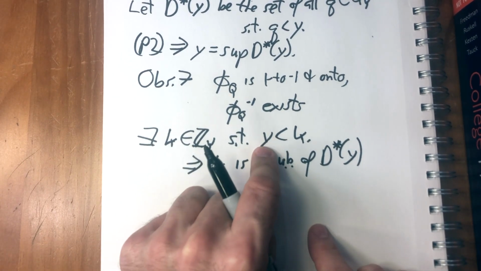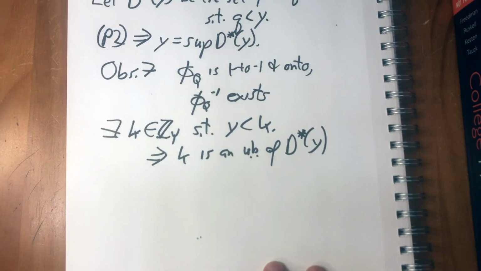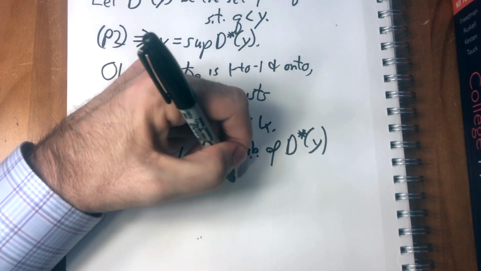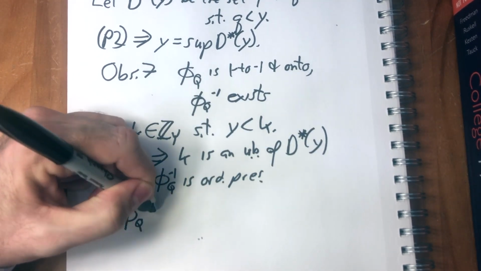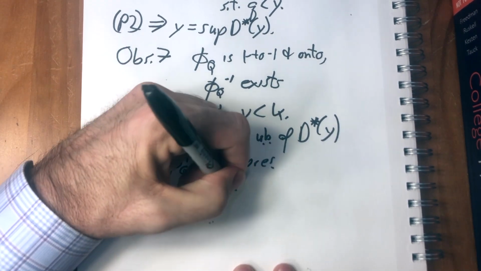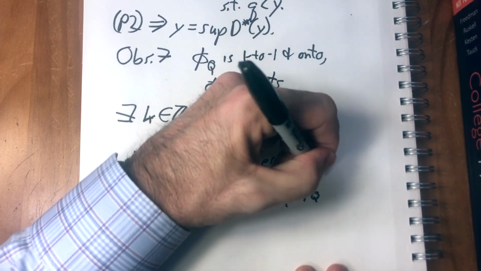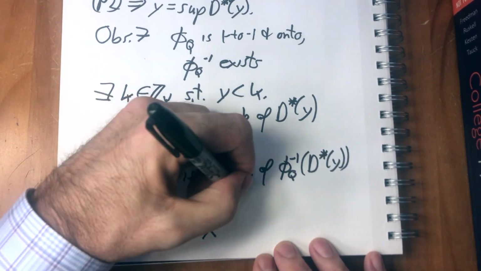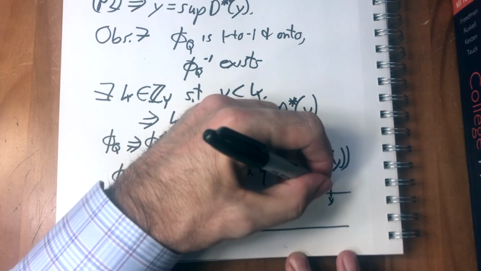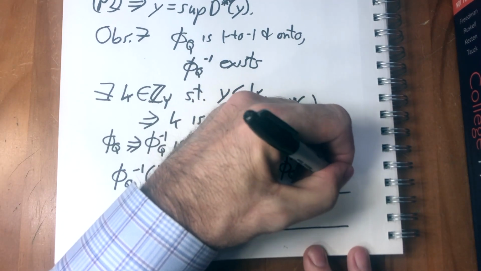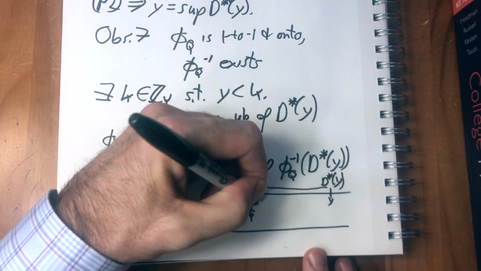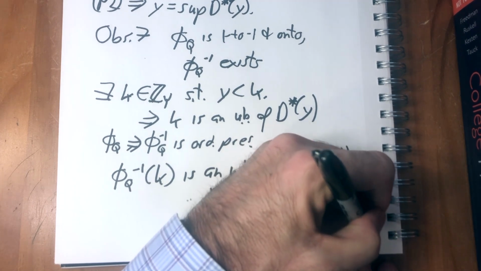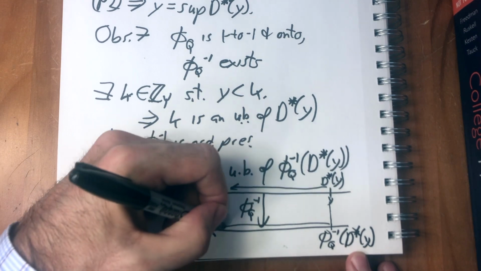If there's some integer that's bigger than the least upper bound, then it's going to be an upper bound of d star y. So therefore, since phi q is order preserving, so is the inverse. So the inverse of phi q is order preserving. So it follows that the inverse of phi q of k is an upper bound of the set, the inverse of phi q of d star y. So what we're talking about here is we have Y and we have X. We started with some number y. We defined the Dedekind cut d star y, right? Then we used the inverse of phi q to send everything down here. So now we have a set here which is the inverse of phi q of d star y, which has something here, and then it's everything over here.